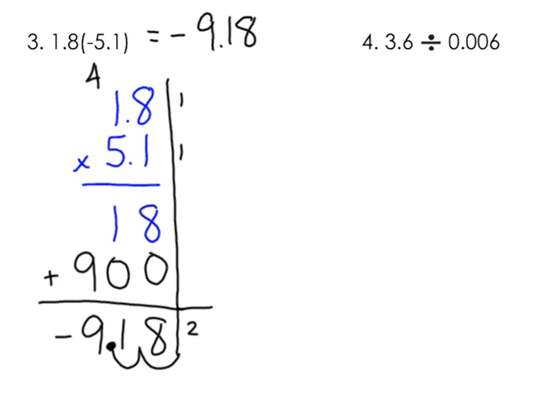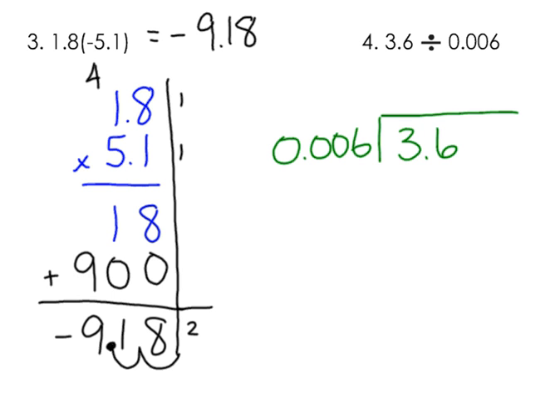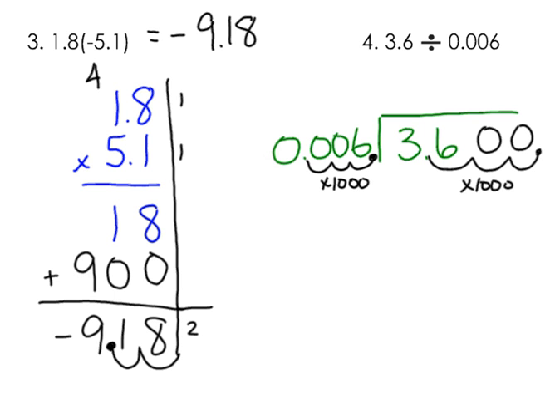Now on to number 4, 3 and 6/10 divided by 6/1000. So 3 and 6/10 goes inside the division box. Then we're going to put 6/1000 on the outside, and because it's the thousandths place, I'm going to multiply by 1,000, which will slide my decimal over 3 places. So we're going to do that here. 1, 2, 3, and we'll fill in those empty spots with zeros. Multiply by 1,000. Okay, now we can write the problem as 3,600 divided by 6, and that'll have the same answer as our original problem.